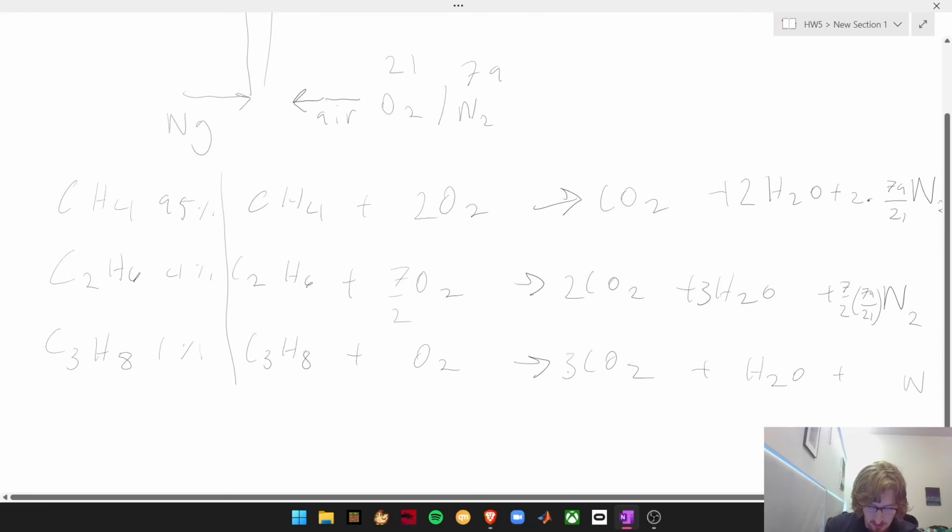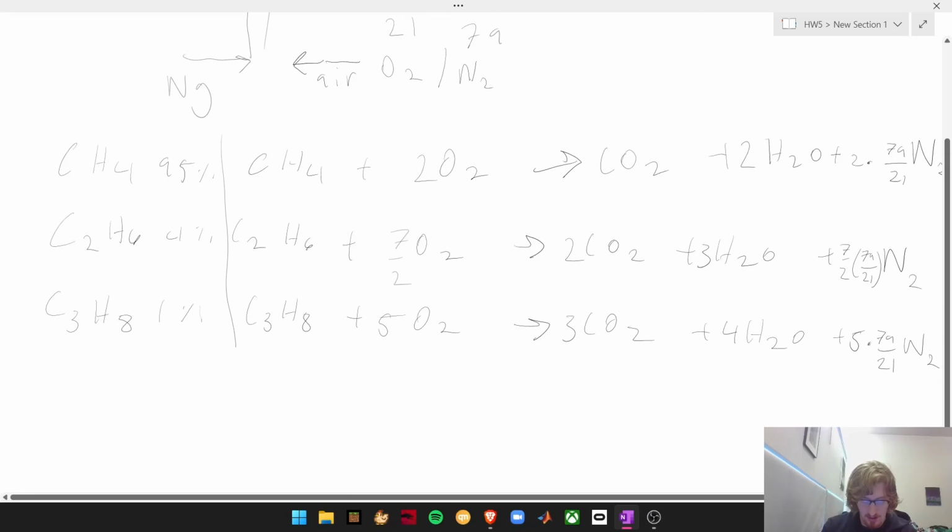We have 3 carbons, we have 8 hydrogens, and then total we have 10 oxygens. We'll have 5 O2s. So we'll have 5 times 79 over 21 N2. Keep forgetting the N2. So double check that. 3 carbons, 8 hydrogens, 10 oxygens. Yep. And then the nitrogen along for the ride.